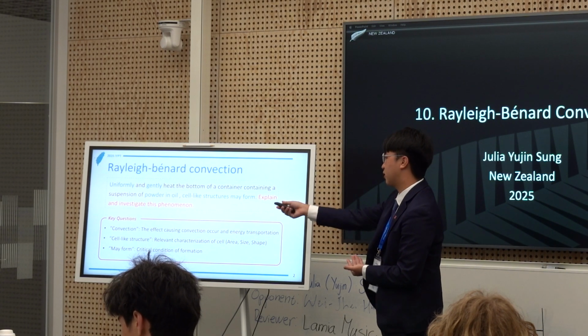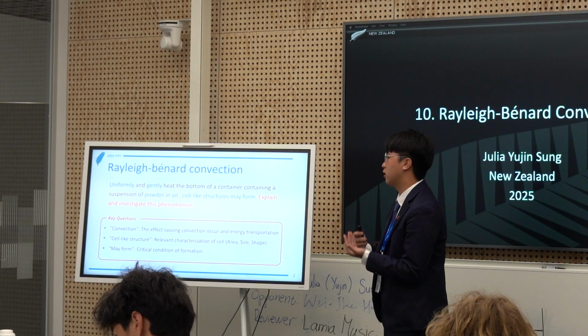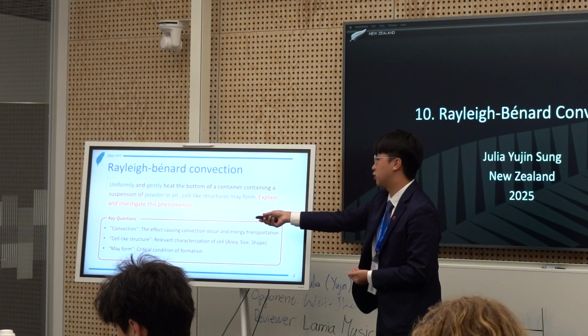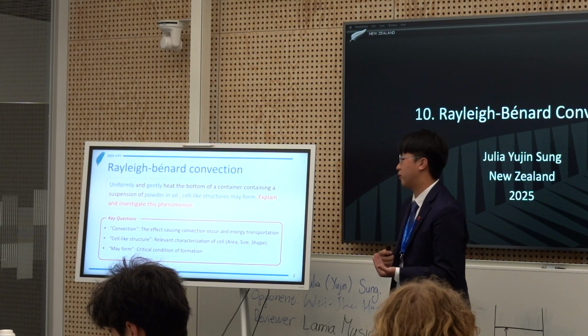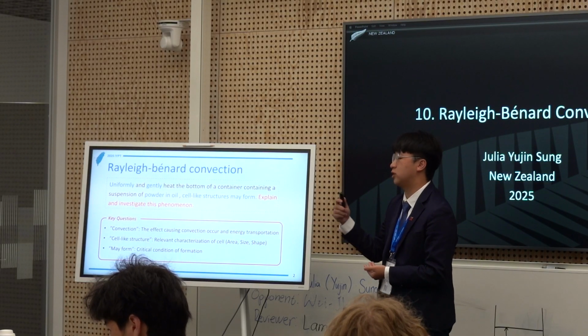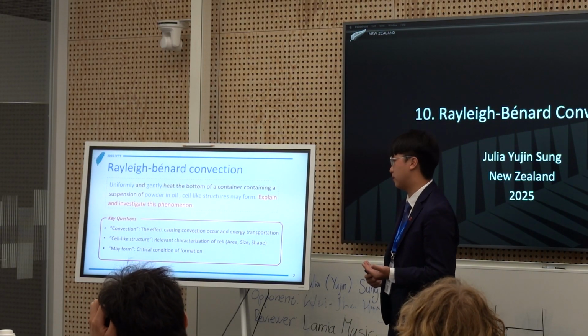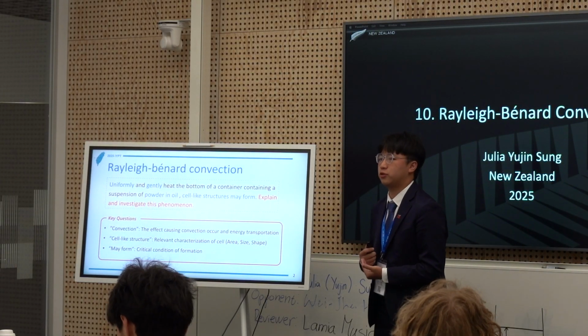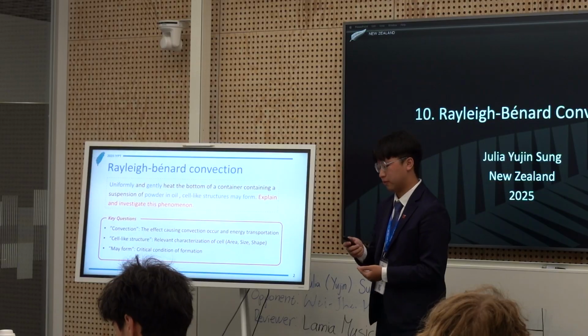My conclusion here is that convection is the effect causing the cells to occur, along with the energy transportation during this whole process, and also the cell-like structure. You see the reference characterization of cells such as area, size, or shape. And the reporter did a great job discussing the size. And for the main form, I believe that there is some critical condition for the formation of cells.